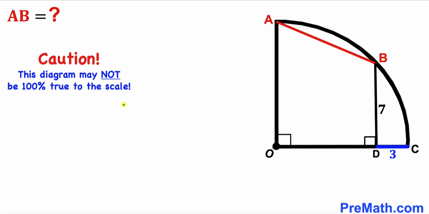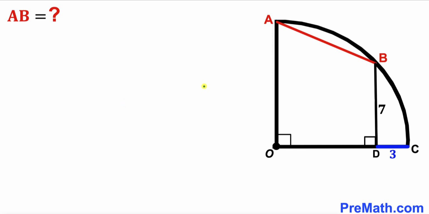Please keep in mind that this figure may not be 100% true to scale. Let's go ahead and get started. Here's our very first step. Before we can calculate the chord length AB, we must calculate the radius of this given quarter circle first.